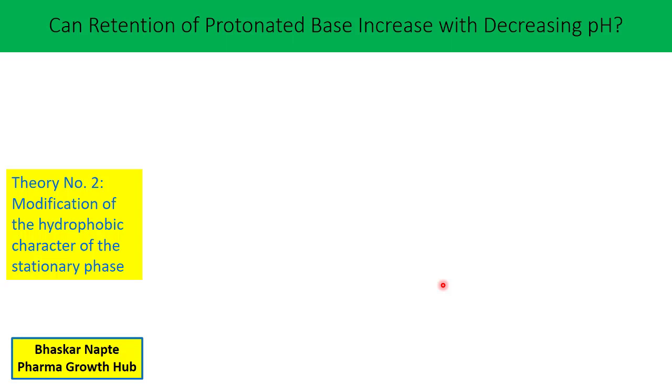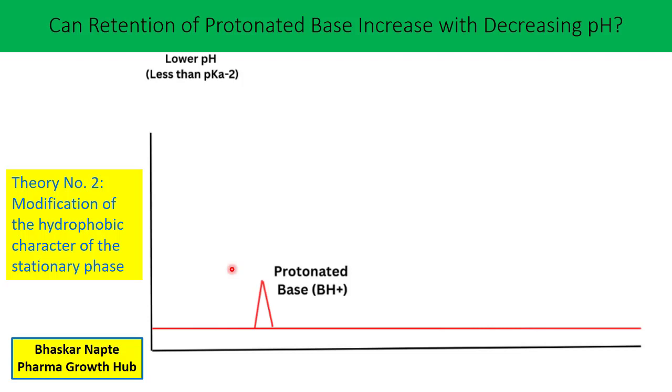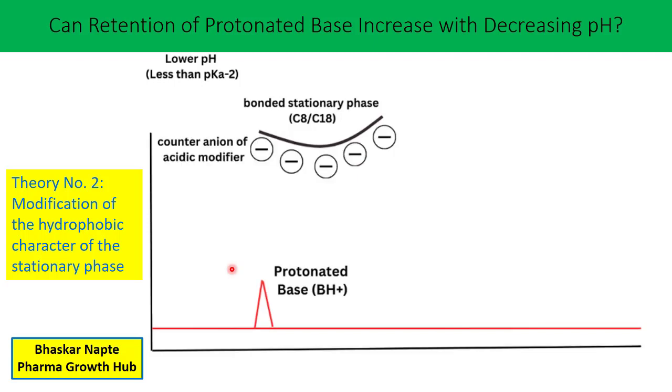The second theory, which talks about the retention of protonated base, is the modification of hydrophobic character of the stationary phase. Again, the situation is the same. You are operating your HPLC system at a pH less than or equal to pKa minus 2, and you have the protonated base now represented by BH plus. Suppose you are using a bonded stationary phase like C8 or C18. Now these acidic modifiers like perchlorate, nitrate, phosphate have the anion, and this anion can get deposited or adhered onto this hydrophobic C8 or C18 stationary phase with the help of their hydrophobic end. And this is going to make the stationary phase anionic or ionic in nature.